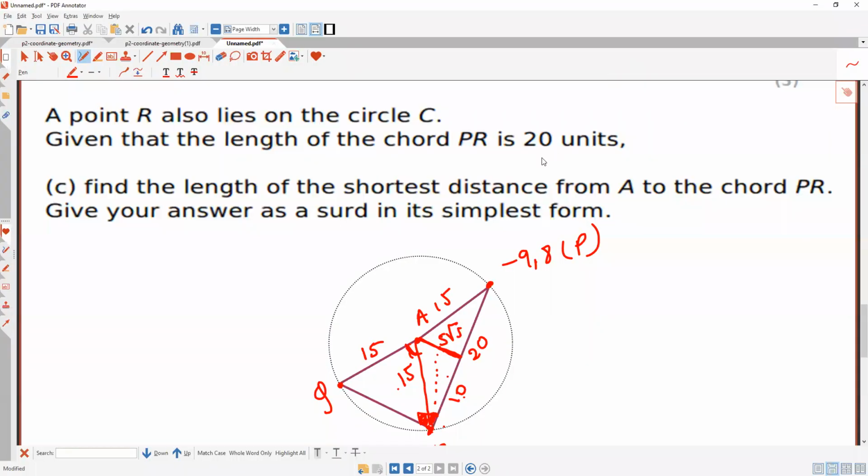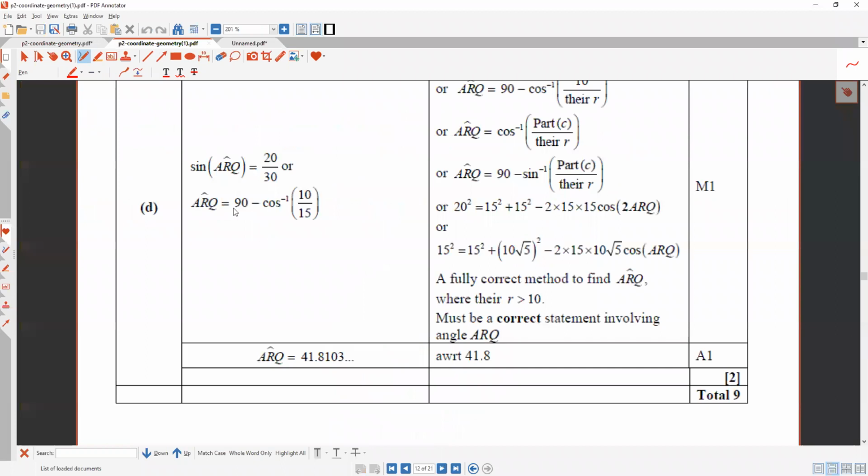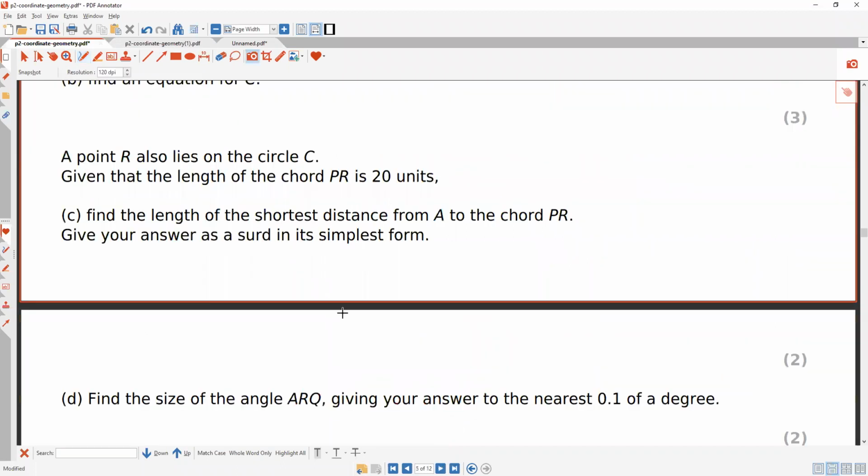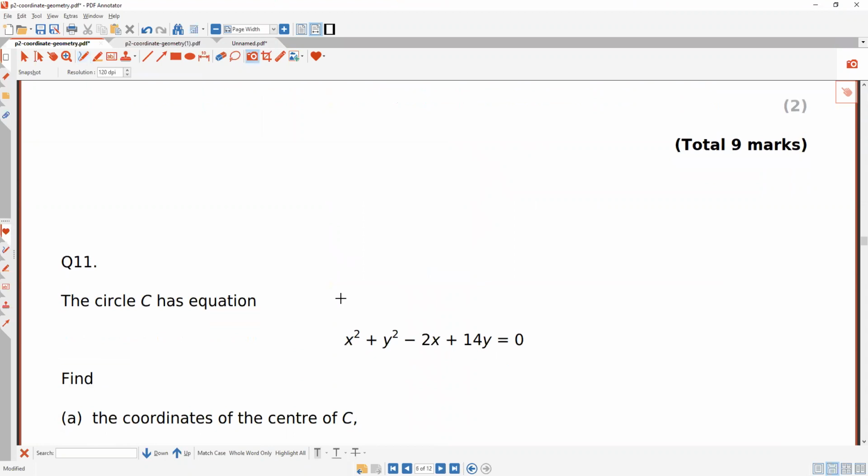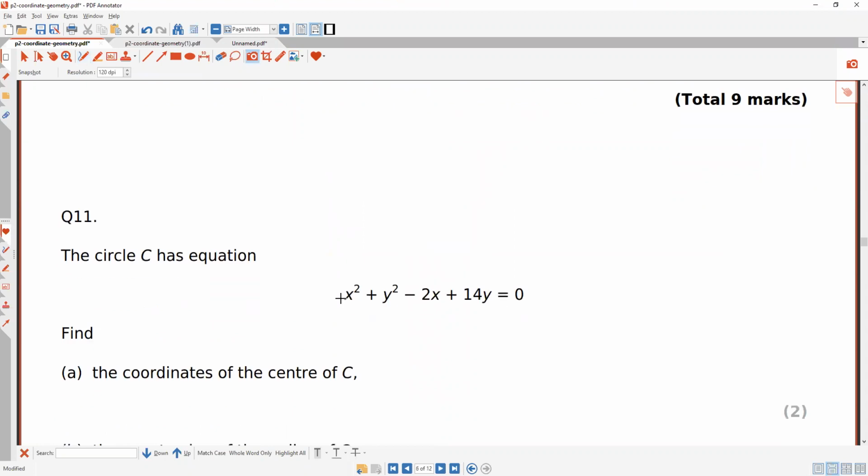Some of you said you got 41.8 as the answer, and that is the actual answer. Okay, we are done with this as well. Now, next concept. Tell me, next doubt? Any other doubt?